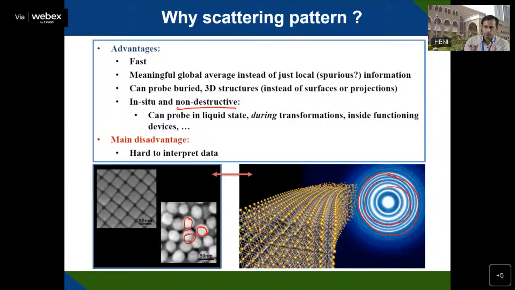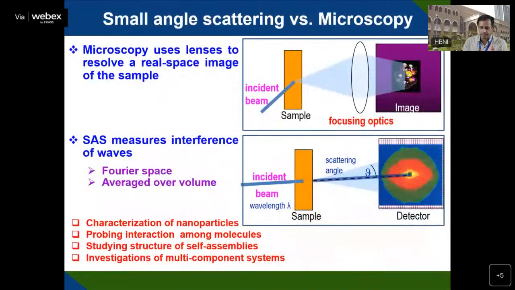But the most difficult part of the scattering technique lies in the interpretation, since you have to transform your data from Fourier space to real space. So interpreting the data is quite difficult in the case of X-ray scattering techniques.